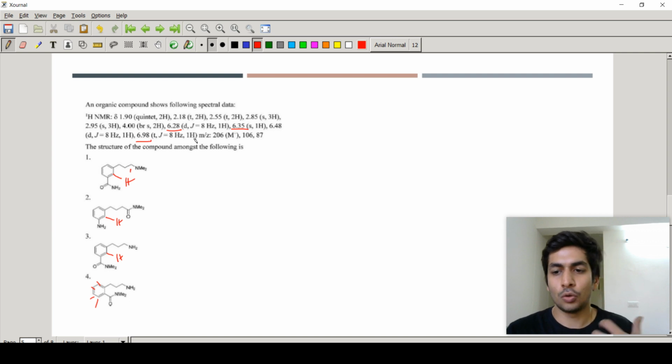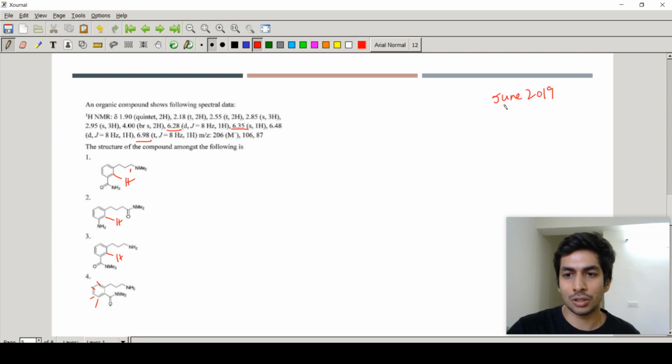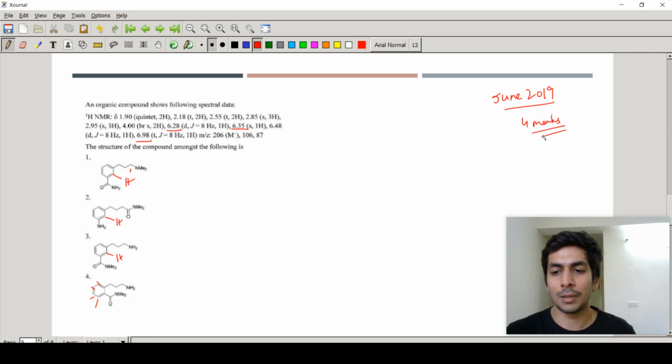I generally don't recommend referring to mass spectrometry, because you can solve questions without the help of mass spectrometry. There was only one exception: in your June 2019 examination, there was a question of 4 marks which you could not solve without the help of mass spectrometry. Otherwise, generally you are able to solve it without mass spectrometry.